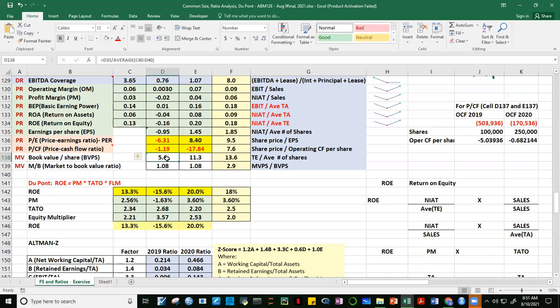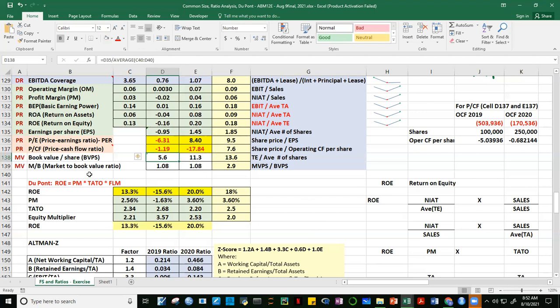So ito, 5.6, nag-increase siya. It became better noong 2020. Pero it still pales in comparison relative to our competitor. Kasi yung 1 share sa competitor natin, ang value ng equity niya is 13.6. Tayo 11.3 lang. However, it improved relative to 2019.